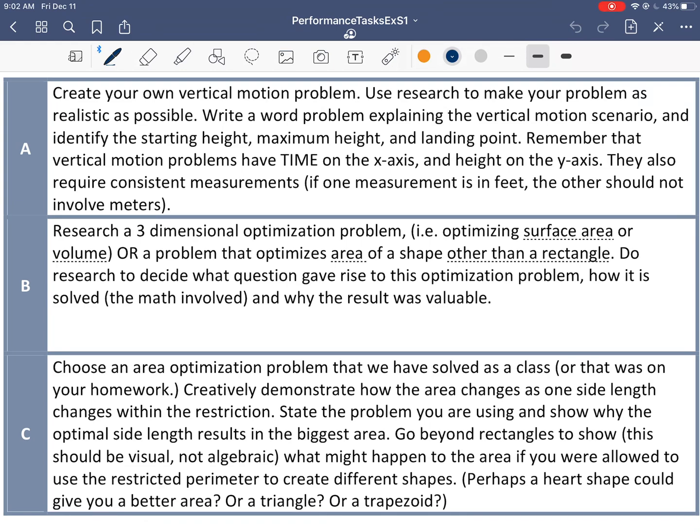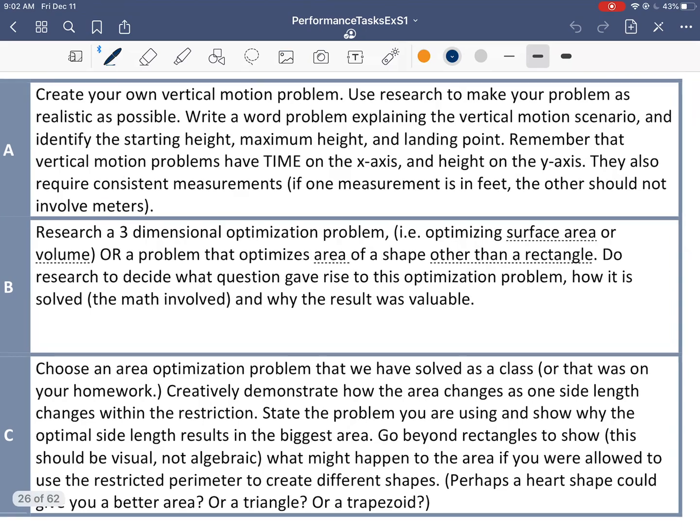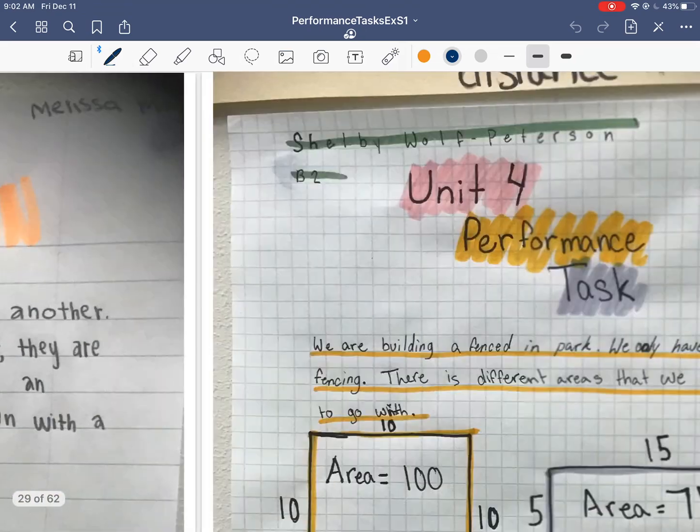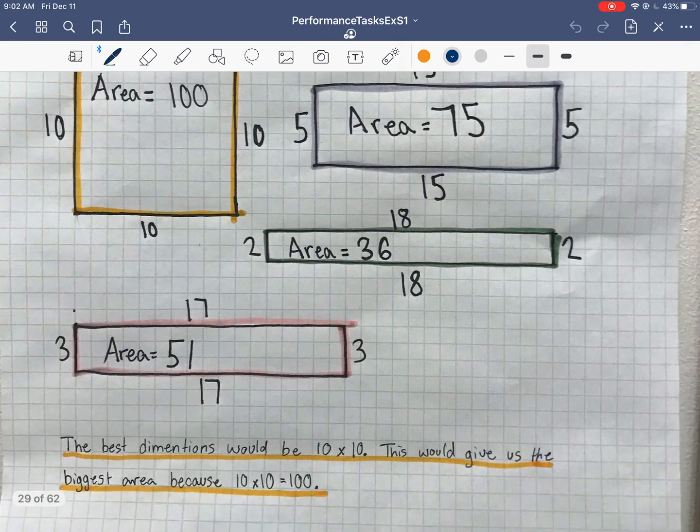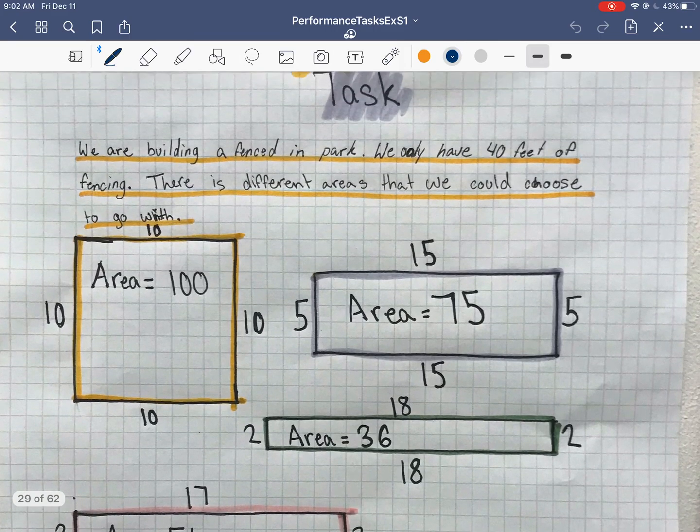So this is just a fun way to go into more of that area optimization stuff. Like, what if you were given a certain perimeter, and I had some people in class when we talked about the optimal rectangle. They're like, okay, but what if it's not a rectangle, right? So have that little thought in the back of your head as you do these problems, like perhaps a different shape would create the biggest area instead of a rectangle. But I'm going to show you an example of this one. The main part of this is to show creatively how the area changes depending on what side lengths you use.